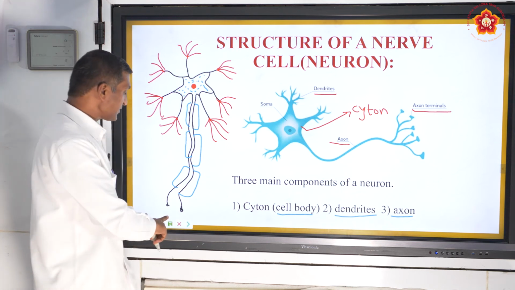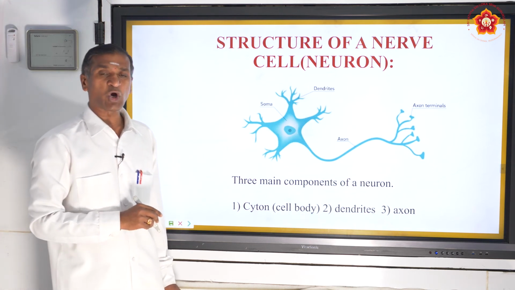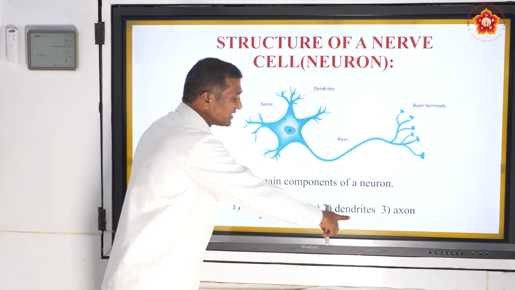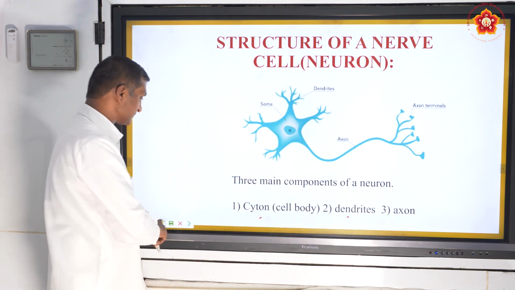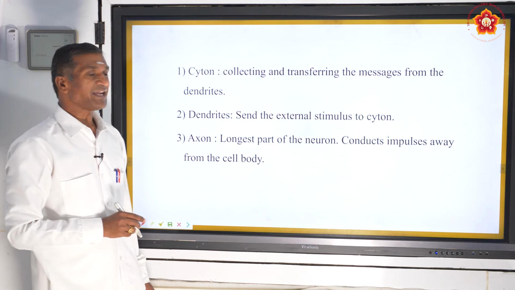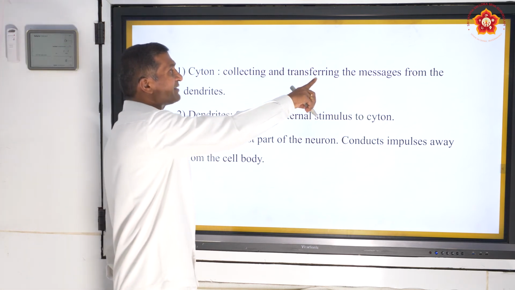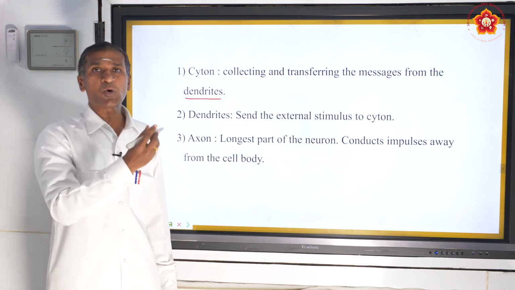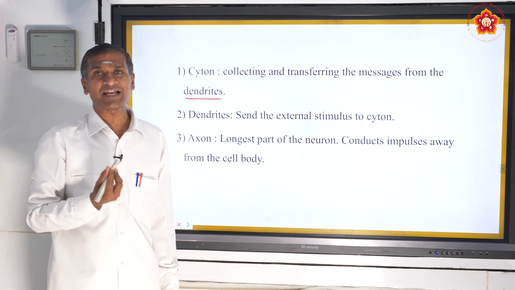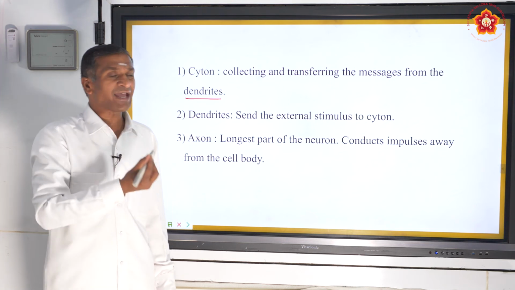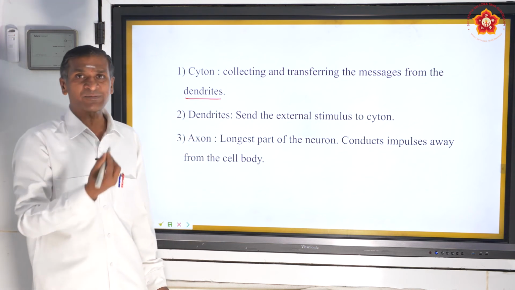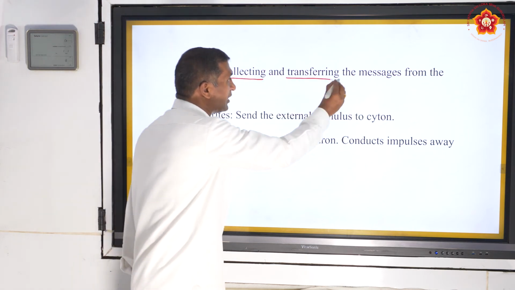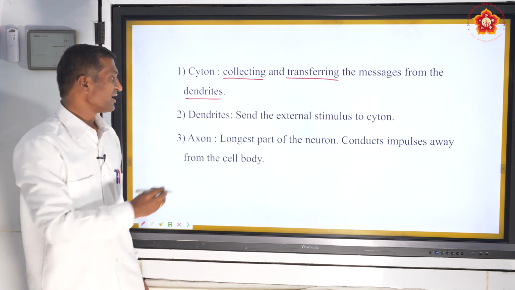Cyton. So this is the structure of a nerve cell or a neuron. It has 3 parts: the cyton or the cell body, the dendrites and the axon. Cyton, collecting and transferring the messages from the dendrites. It stores all the impulses that the dendrites have brought to it, and then it also transfers the responses to the axon. That's why we call it collecting and also transferring the messages.